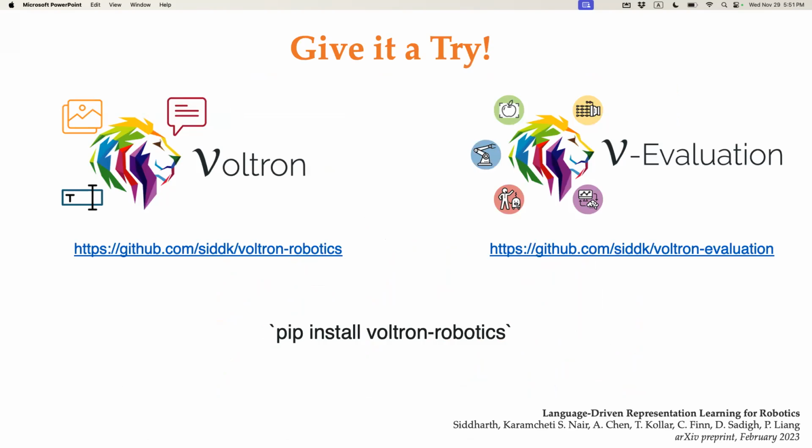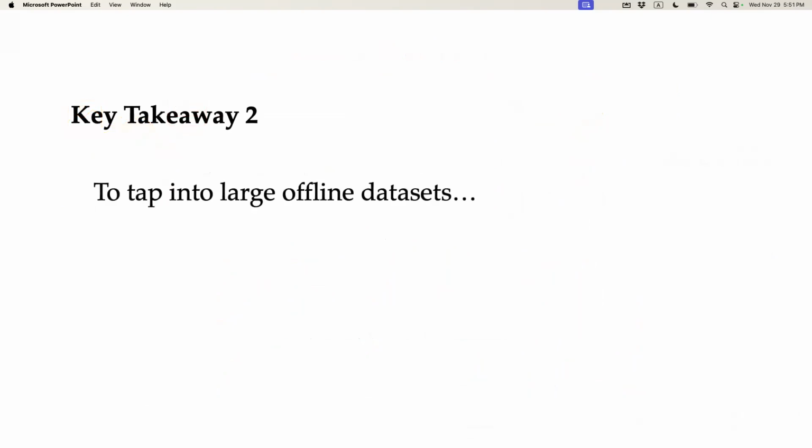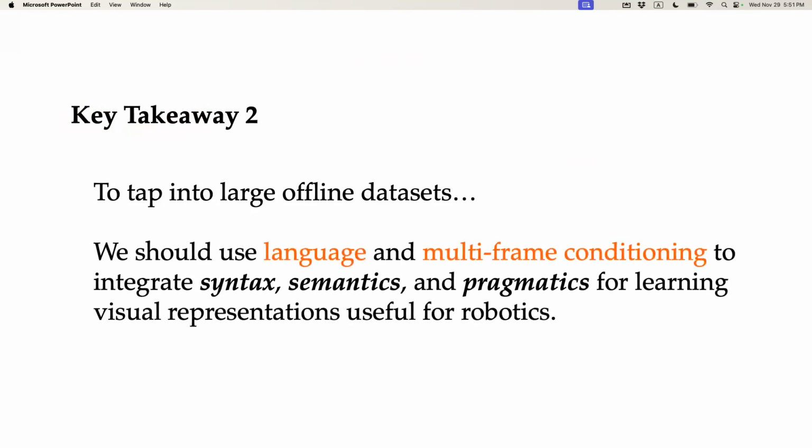But I think the main point of this section was that as we are training these large models, and the thing that we were training here was a visual representation, we were trying to tap into large offline data sets by training a visual representation. I think we could be careful about that pre-training objective. And we could shape that pre-training objective so it is actually useful for downstream robotics tasks that we are interested in. And in this case, we were looking at language and multi-frame conditioning really as the key differences for bringing syntax, semantics, and the dynamics of the task together so that these representations are useful for robotics.